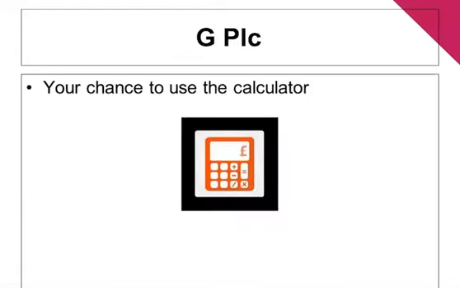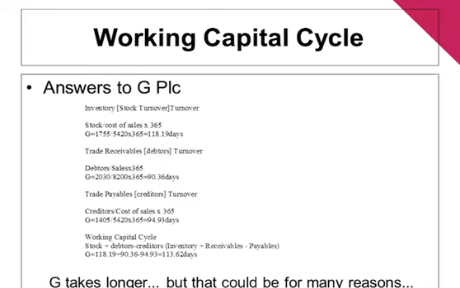Okay, so what I've done is I've left you G PLC to do, hence the very fantastic whizzy graphic that I've left you with. Use your calculator, try to do the same for G, and see if you can work out how liquid G PLC is. So I'm not going to go through it all again. I'm going to leave you the answers. So there's your answers for the working capital cycle for G, and as you can see when you work your way down, it does take even longer for G to get the money in.